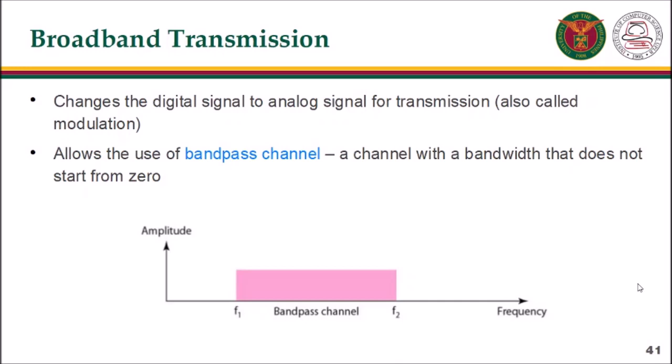Broadband transmission or modulation means changing the digital signal to an analog signal for transmission. Modulation allows us to use a bandpass channel, a channel with a bandwidth that does not start from 0. This type of channel is more available than a low-pass channel. Note that a low-pass channel can be considered a bandpass channel with a lower frequency starting at 0.